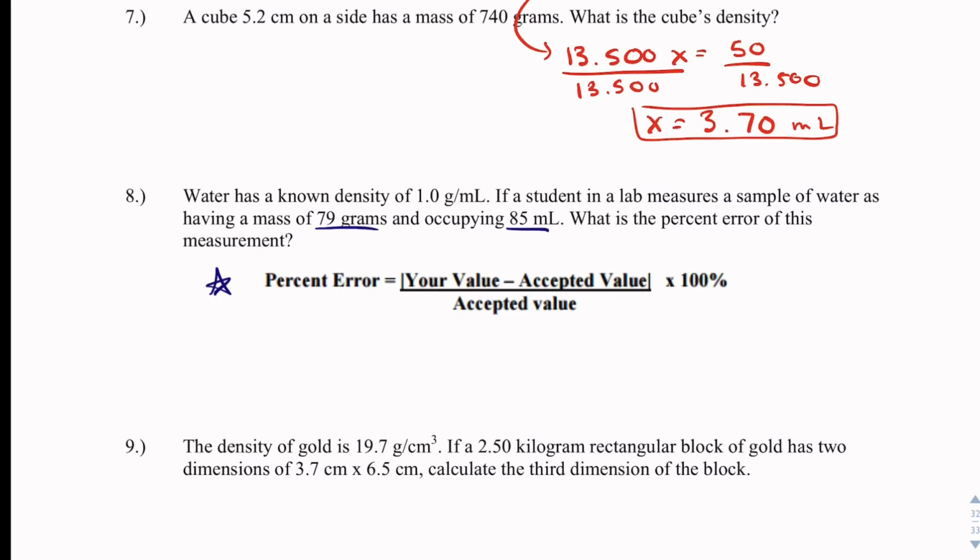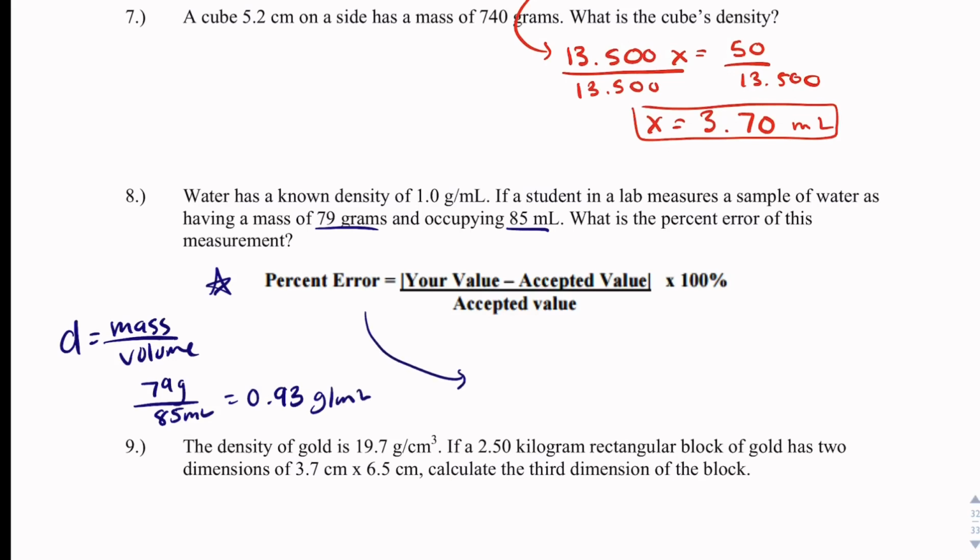So let's just practice how we're going to use this. Density is equal to mass over volume. What I'm going to do is solve for just what the student would get for their density in class. So 79 grams over 85 milliliters, and they get 0.93 with sig figs grams per milliliter.